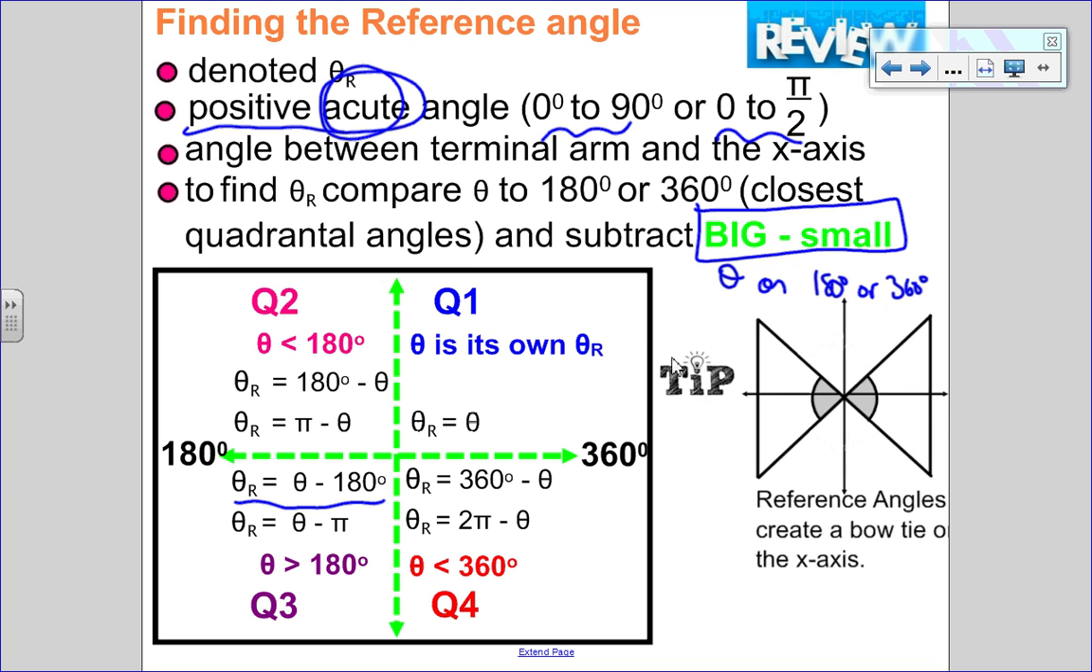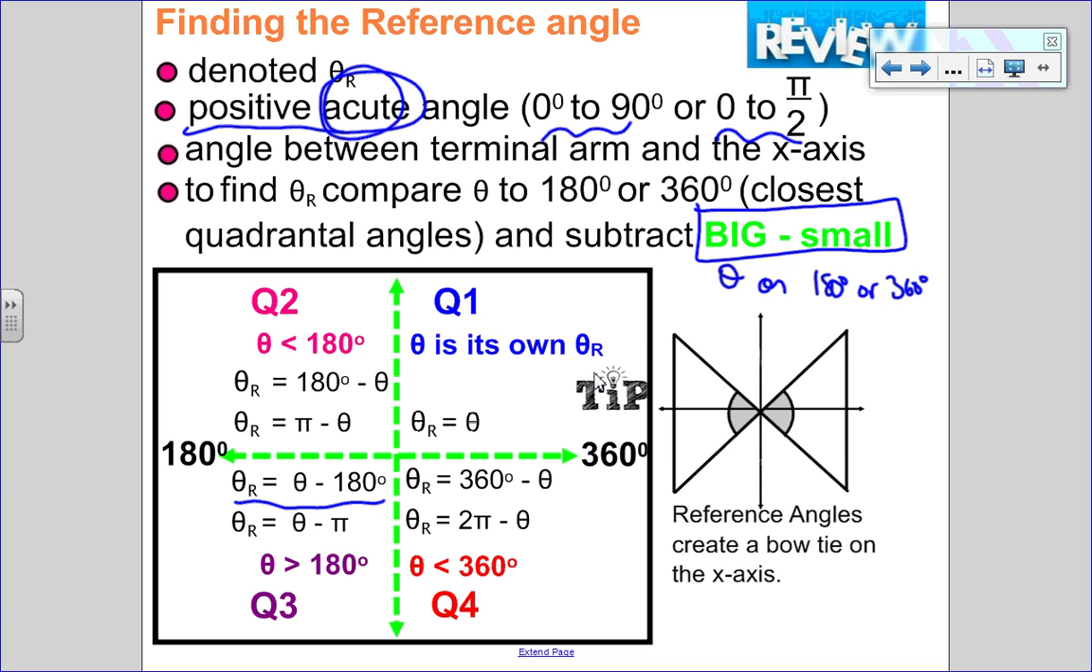A little tip for you guys when you look at reference angles: they really create a bow tie on the x-axis. So these are where all your reference angles are.